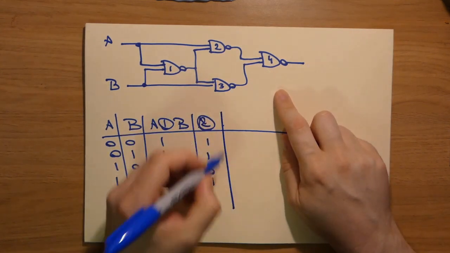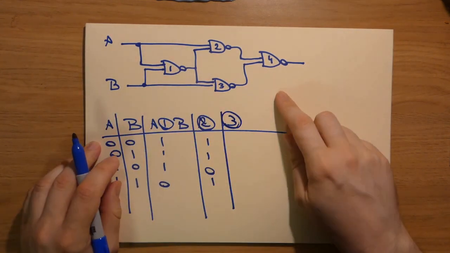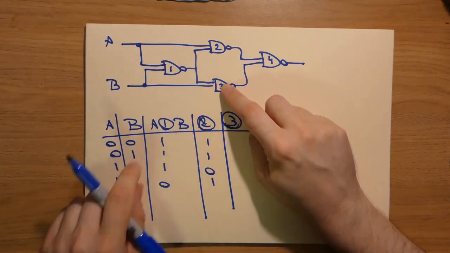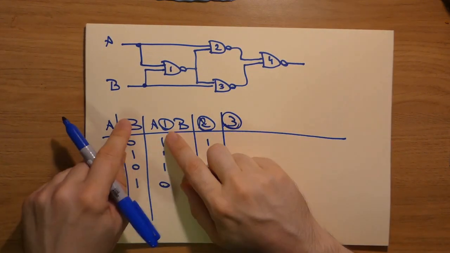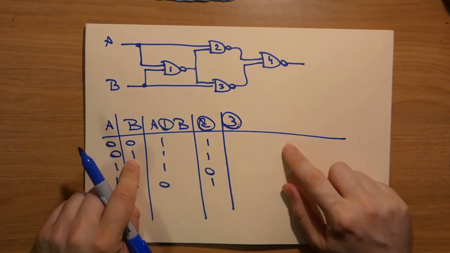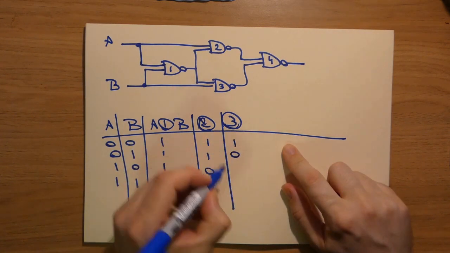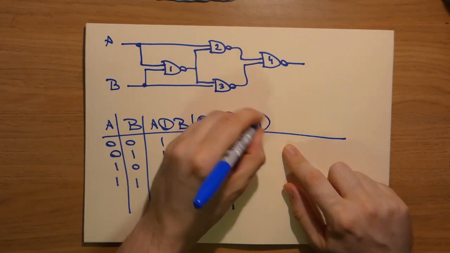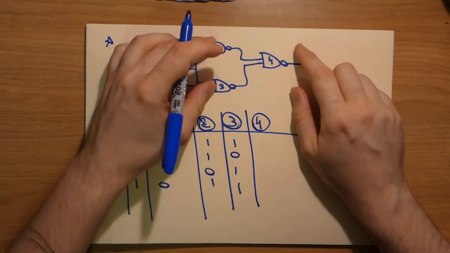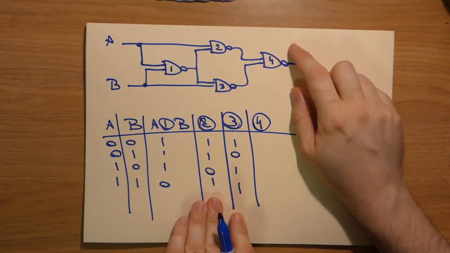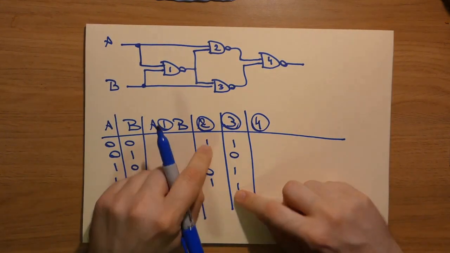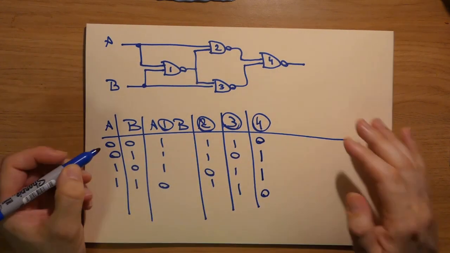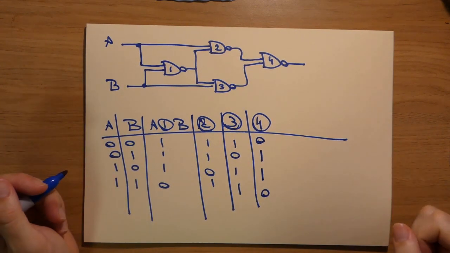Same with 3. So 3, I need to take the output from this column, and I need to look at B. So a 1 means there will be a 0. I will have a 1 in every other case. And then I click 4. 4, I need to look at those two. So if I have a 1 in both columns, that will be a 0. In every other case, I will have a 1.